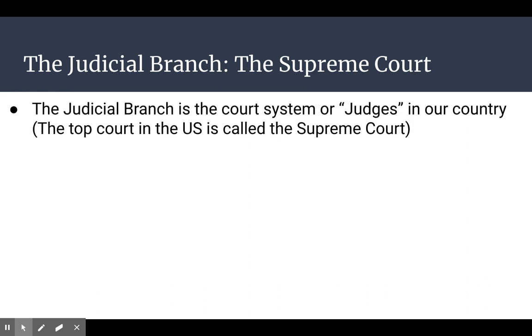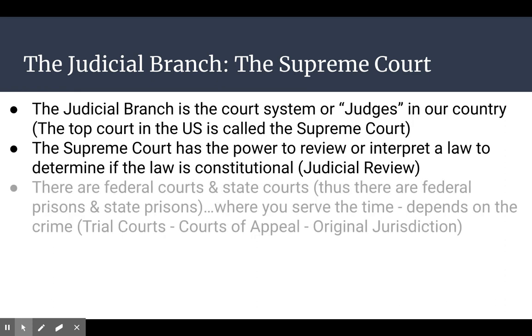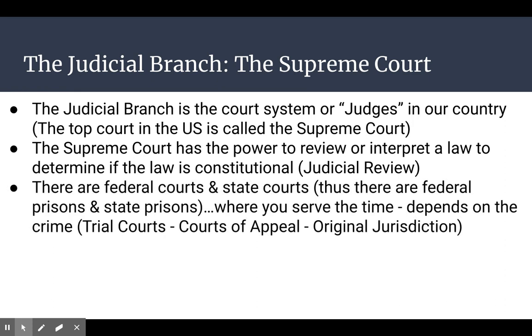Okay, so the judicial branch is the court system, or judges in our country, and of course the top court is called the Supreme Court. The Supreme Court has the power to review or interpret a law to determine if the law is constitutional. People refer to this as judicial review. There are federal courts and state courts, as just mentioned, okay? Thus, there are federal prisons and state prisons, right? So again, it kind of depends.